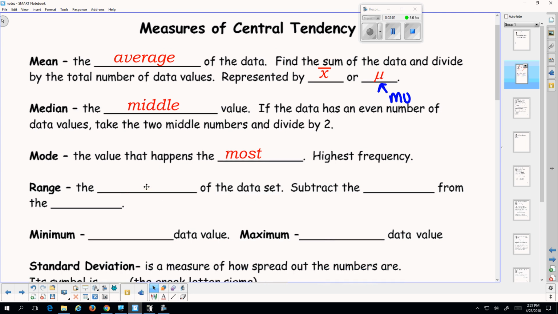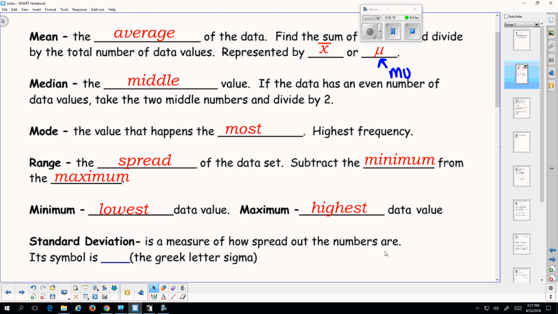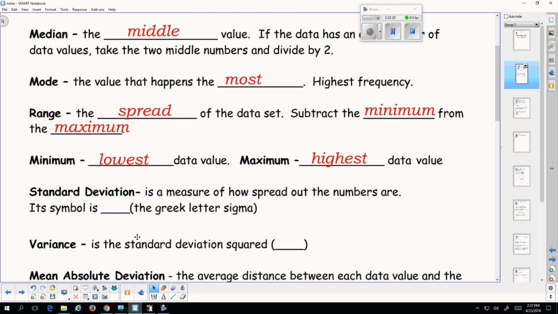The range is the spread of the data, so you subtract the minimum from the maximum. Okay, so you take max minus min, basically. And just to see what those are, minimum is the lowest value, maximum is the highest value. Okay, pretty self-explanatory. This is where it might be new stuff.